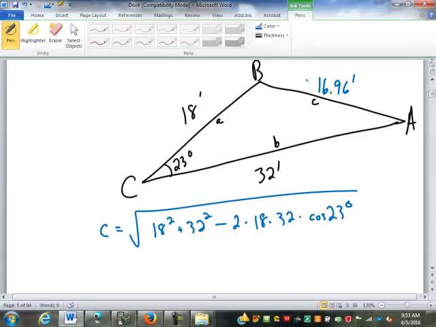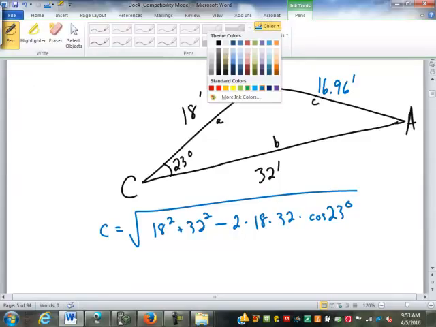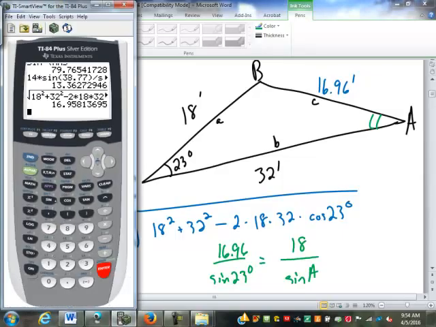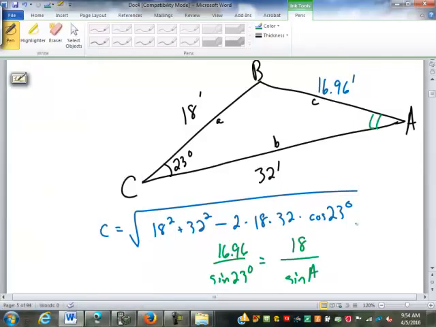Works. Now, which angle do I want to find first? A is the smaller one. That's the one I'd usually want to go for first. So I'm going to do the 16.96 over the sine of 23 degrees equals, what side am I going to use? I always start off using the smaller side, so 18, and that would be over the sine of A. So sine 23 times 18 divided by 16.96 will give us the sine of angle A. So do an inverse sine: 24.50 degrees.